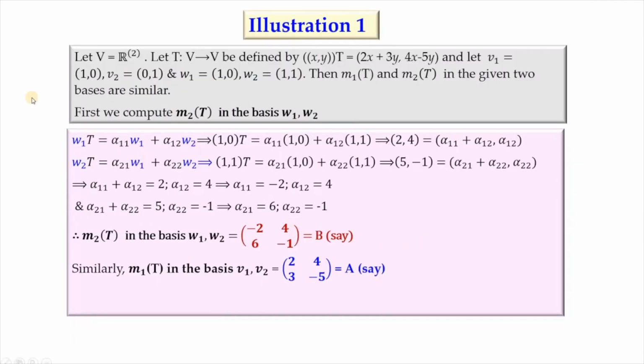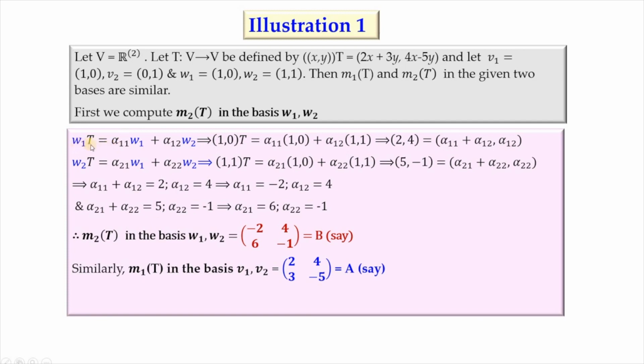We shall consider a transformation T from R2 to R2 defined this way: the ordered pair x, y is taken to the ordered pair 2x plus 3y in the first component and 4x minus 5y in the second. We take the basis elements to be 1, 0 and 0, 1, and here any other basis, W1 which is 1, 0 and W2 which is 1, 1. So M1 of T and M2 of T in the two given bases are similar. That is what we are trying to prove in this case. So we shall compute M2 of T. The computation of this is known from the previous video, but again for this transformation we will have an explanation.